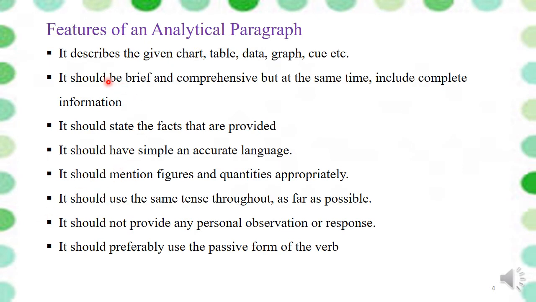So, dear students, what are the features of an analytical paragraph? It describes the given chart, table, data, graph, cues, etc. It should be brief and comprehensive, but at the same time include complete information. Next, it should state the facts that are provided. It should have simple and accurate language. It should mention figures and quantities appropriately. It should use the same tense throughout as far as possible.